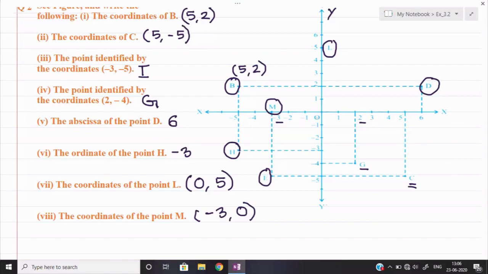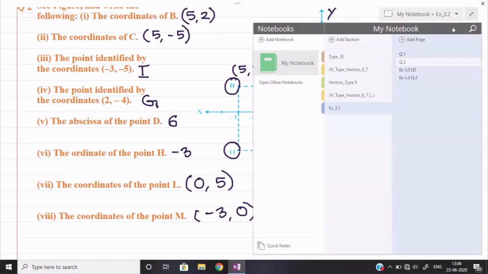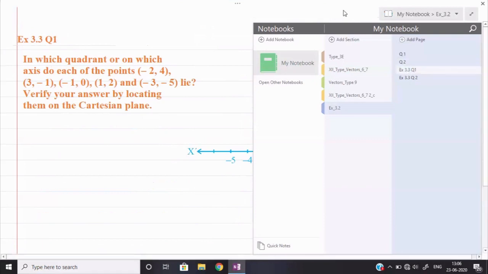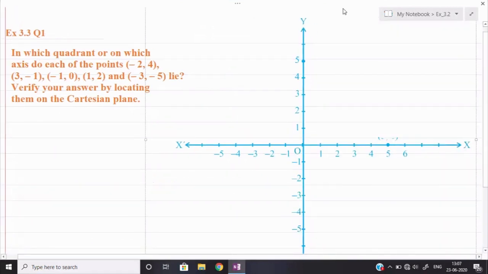You can check the question in the book and then accordingly you can solve it once again to make your concept clear, or you can try some other relevant questions over here. Now we are starting the next question, exercise 3.3, question number first. Yes, I am starting now.